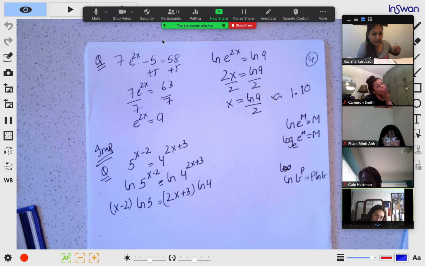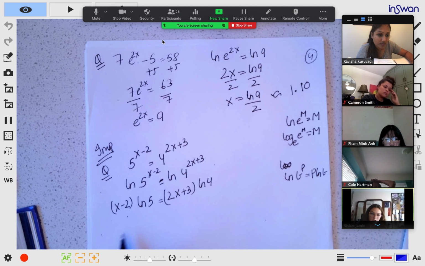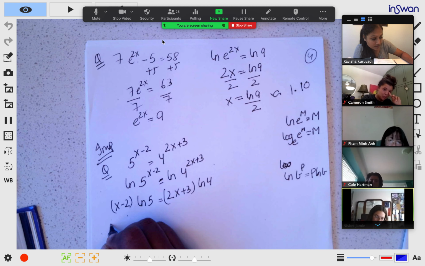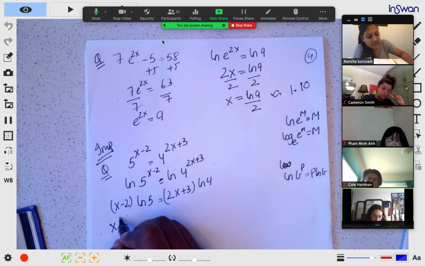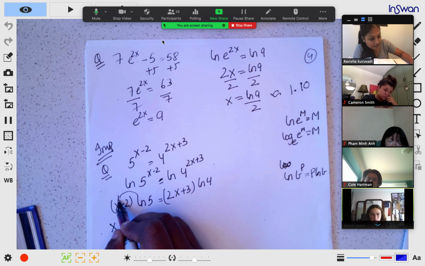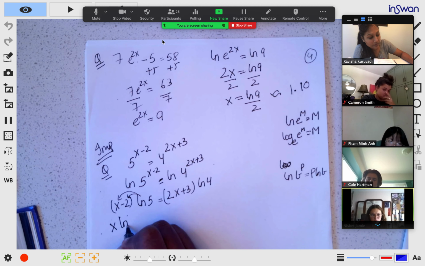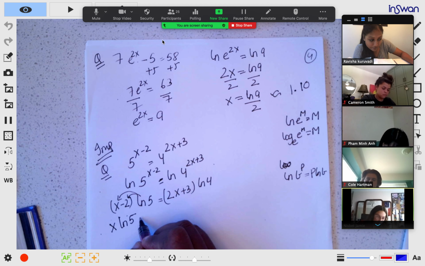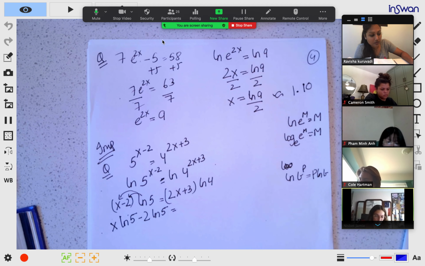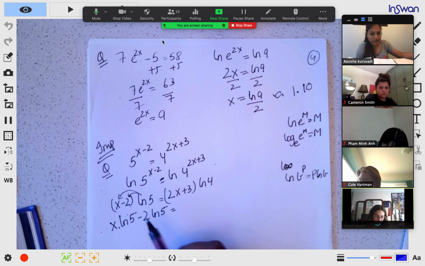Can you open this for me, Jamie? Would it just be x minus 2? Multiply x times ln 5. You're trying to distribute first. So x ln 5, then minus 2 ln 5. First you multiply x with ln 5, you get x ln 5. Then you had minus 2, multiply minus 2 with ln 5, you get minus 2 ln 5.